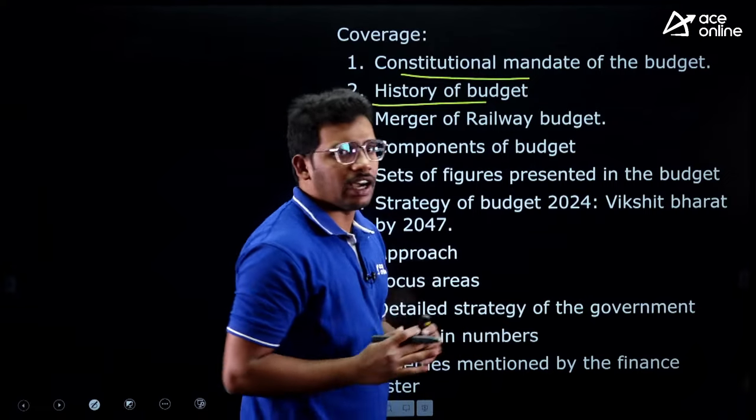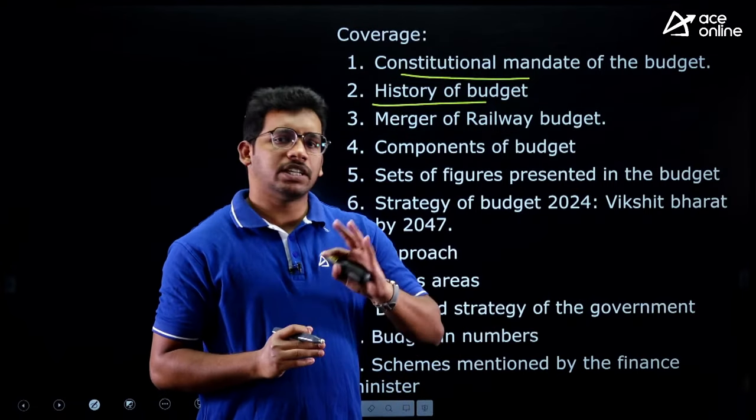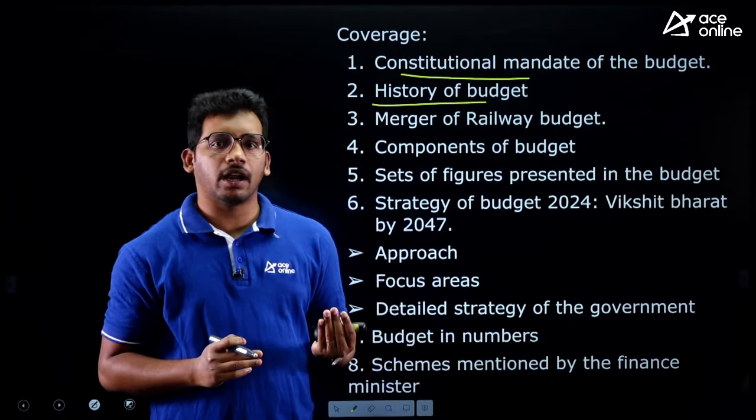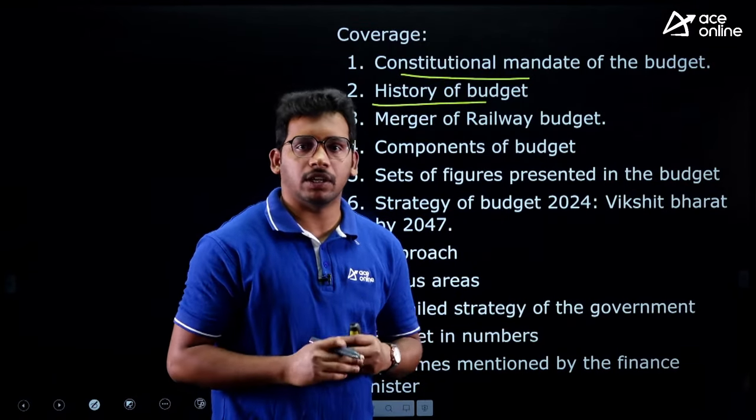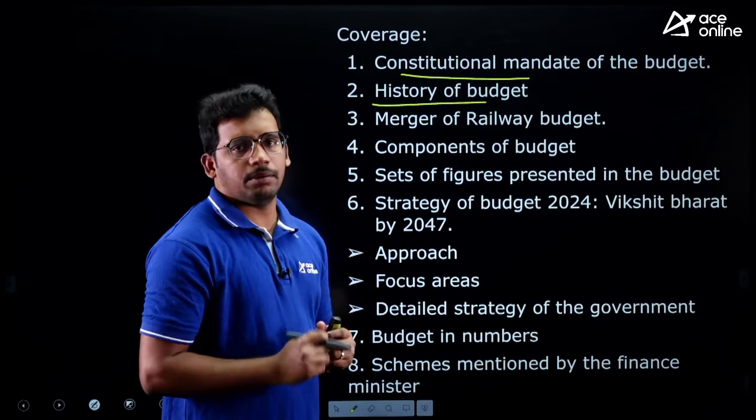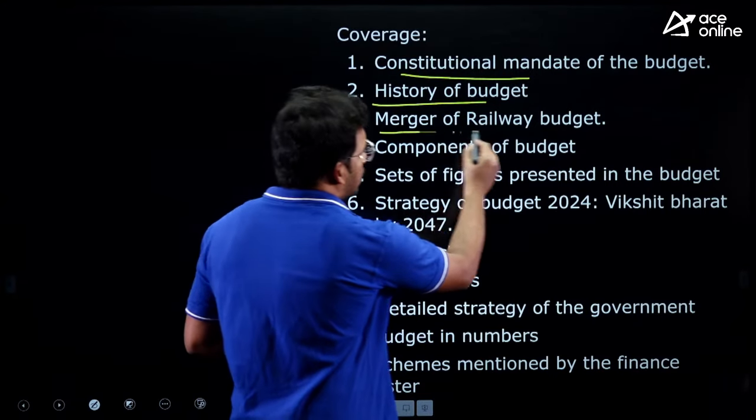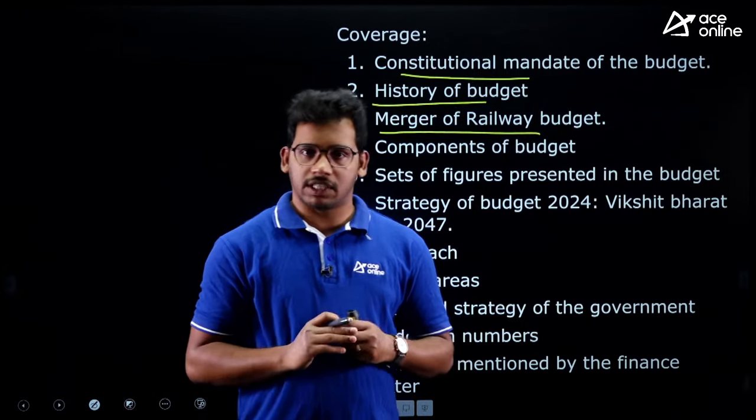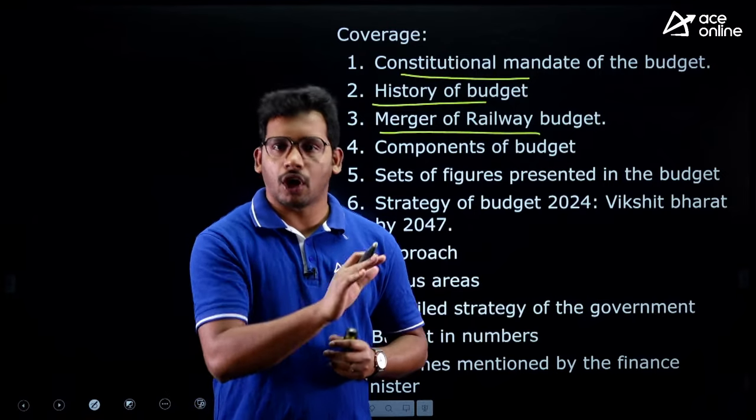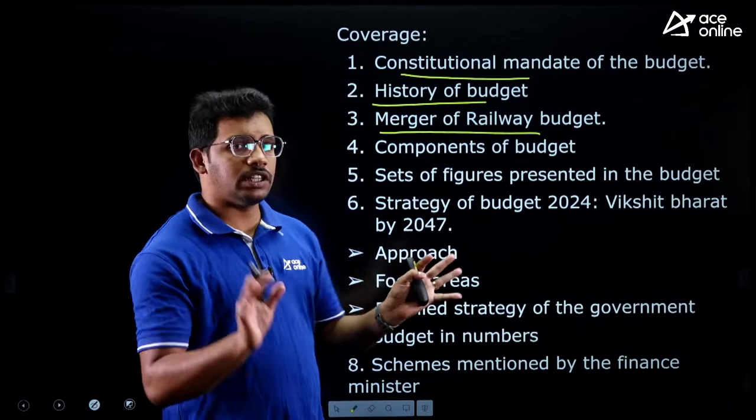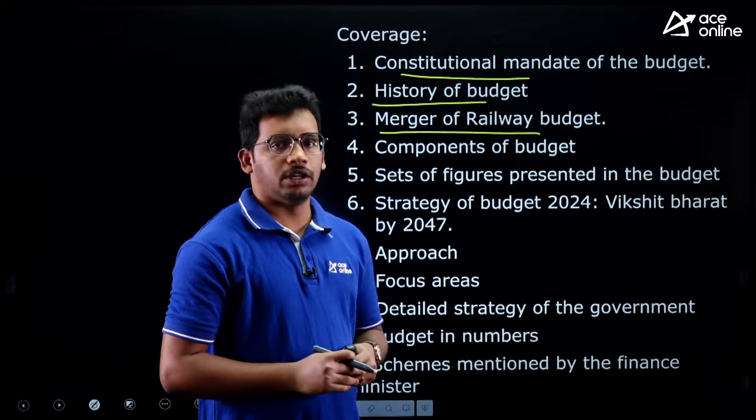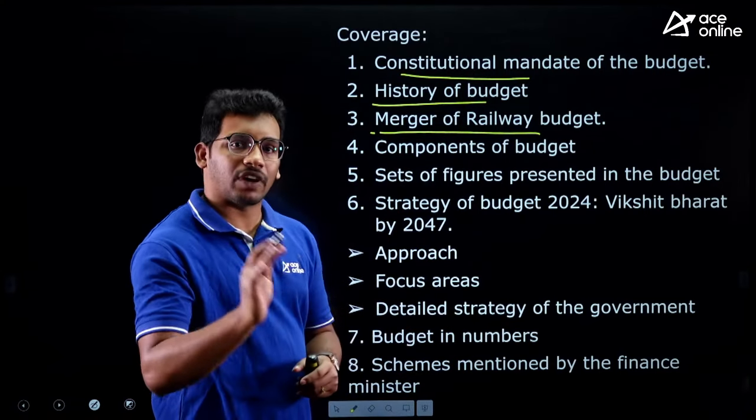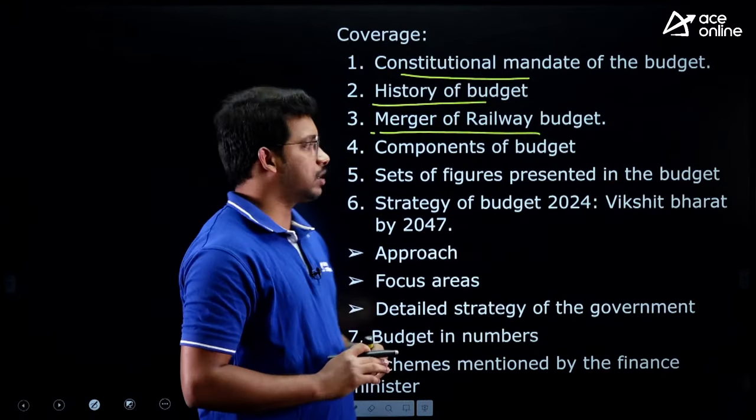We will also see the history of the budget. Budget was introduced way back in 1860 in India during British rule. From there, how it has evolved to the present times, we will see the history briefly. Then the merger of the railway budget. There was a separate railway budget until 2016, and it was merged to the normal budget, right? We will also see the backdrop of why it was merged and when it was actually separated. So we will see the history of the merger of the railway budget to the general budget.